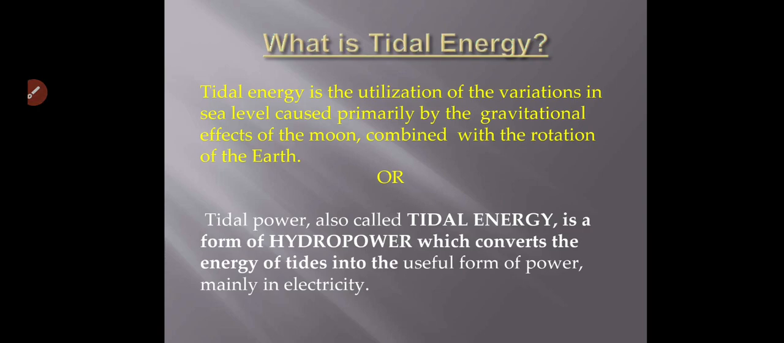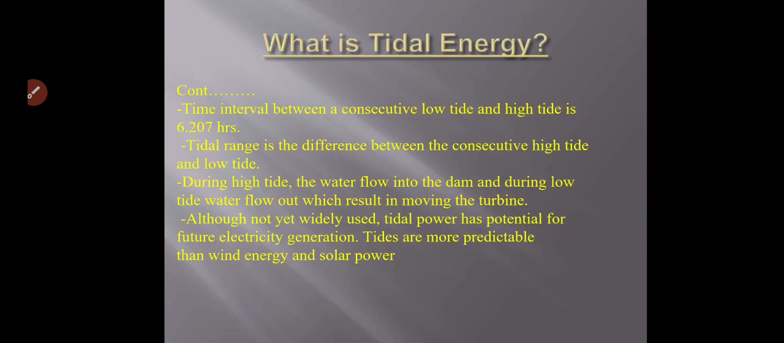Then what is tidal energy? Tidal energy is the utilization of the variation in sea level caused primarily by the gravitational effect of the moon combined with the rotation of the earth. This is called tidal energy. It is otherwise known as hydropower, which converts the energy of tides into a useful form of power, mainly electricity. The time interval between a consecutive low tide and high tide is 6.207 hours.